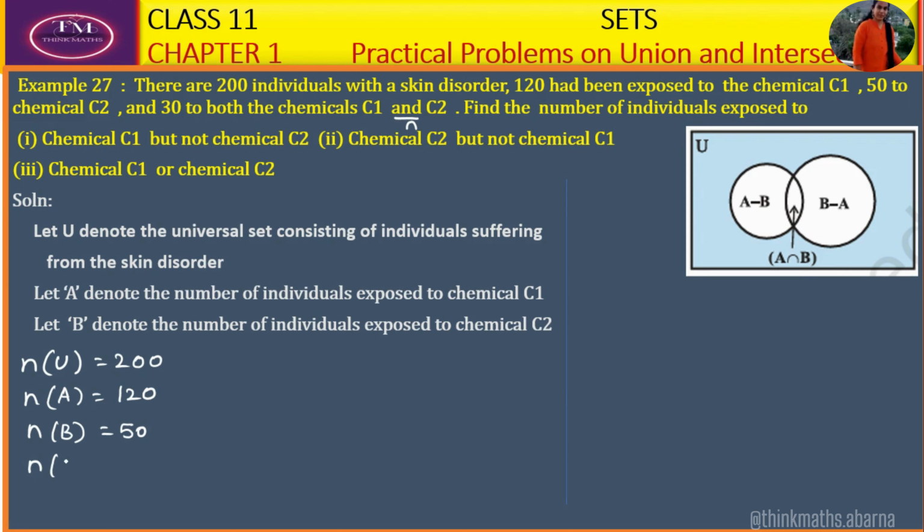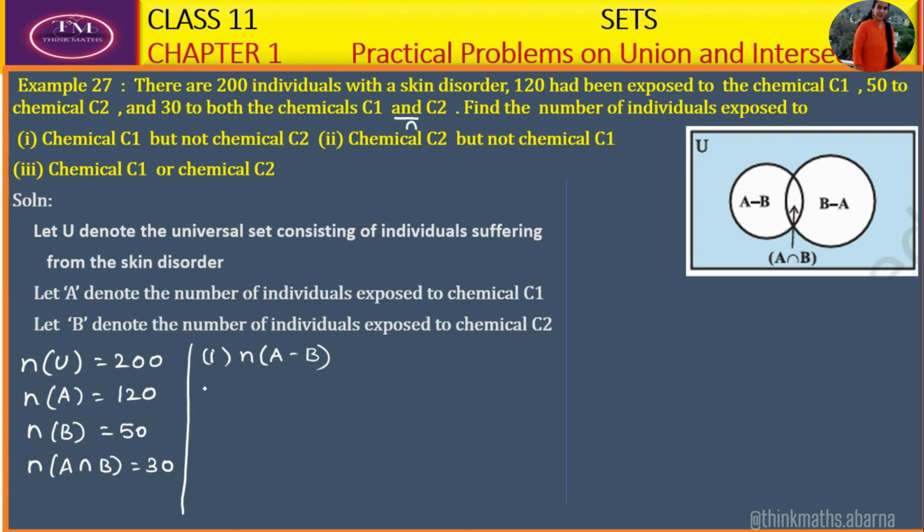So N of A intersection B is 30. So what is the first question? Find the number of individuals exposed to chemical C1 but not C2. That means chemical C1 is in A but not C2. That means A minus B. So they are asking for A minus B.